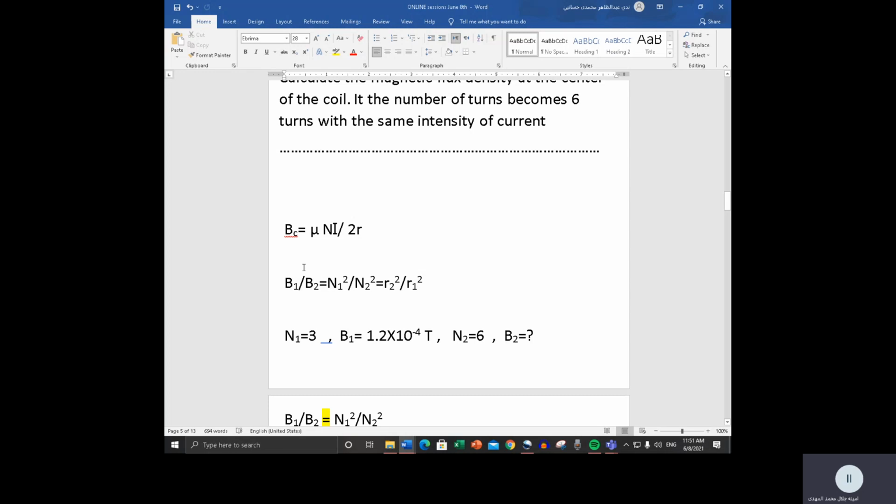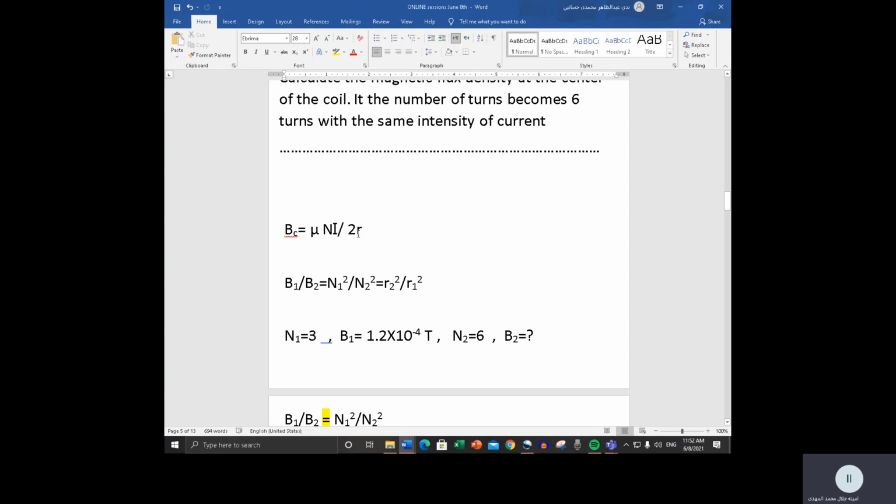When you divide them, you end up with this B1 over B2 equals N1 squared over N2 squared, which is the same or equivalent to R2 squared over R1 squared. Pay attention here, why here I have N1 over N2, but in the other part I have R2 over R1. Where did it come from? It comes from because R here is the denominator, and that's why it is reversed.